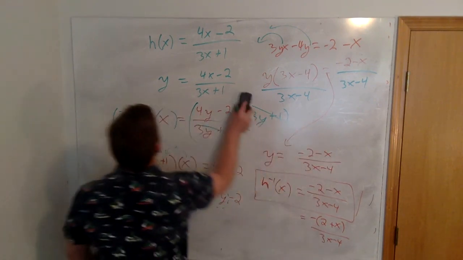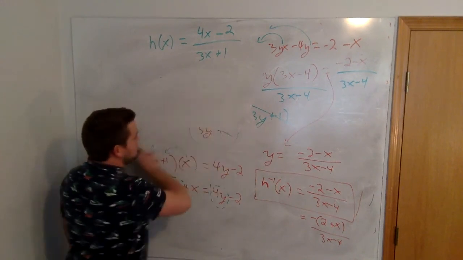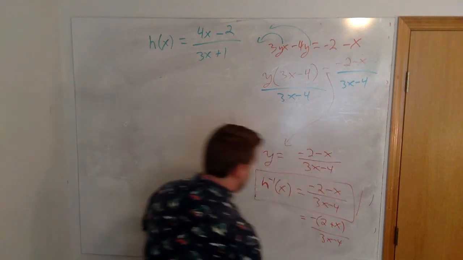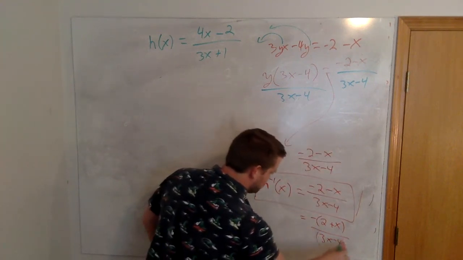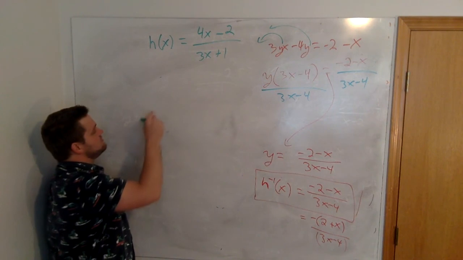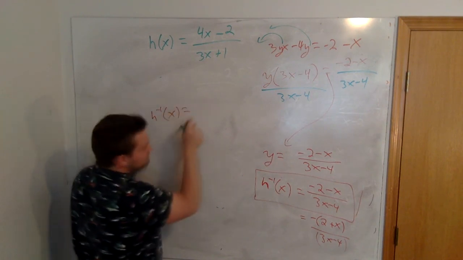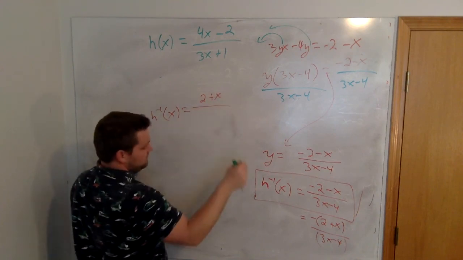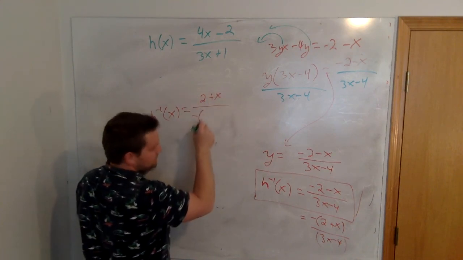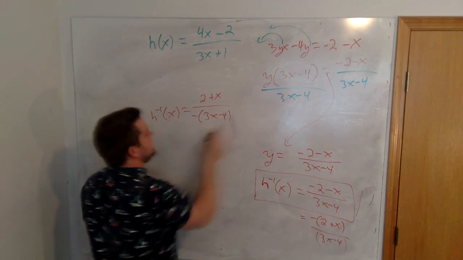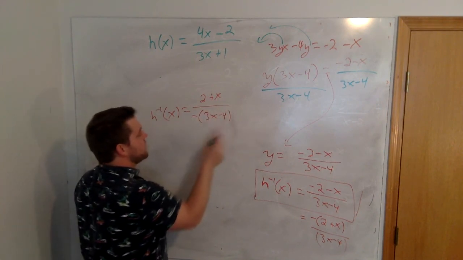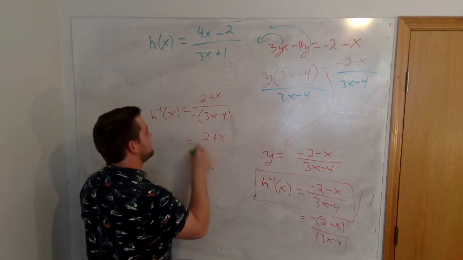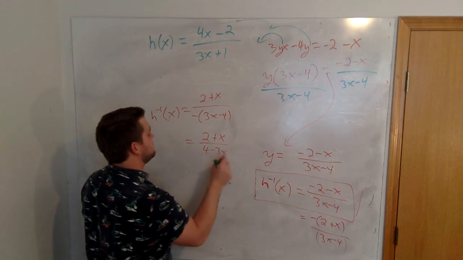Let's erase some of this over here. Okay, I'm going to move the negative to the denominator. So another way I could write this is h inverse of x is equal to 2 plus x. I'm showing a lot of gory detail here. I'm going to move the negative to the bottom, 3x minus 4. And now I could distribute that minus into the parentheses, but that's just going to end up flipping the order of subtraction. So 2 plus x all over 4 minus 3x.